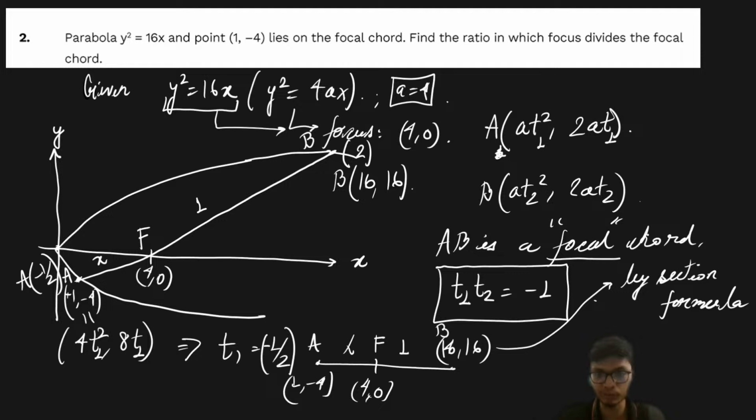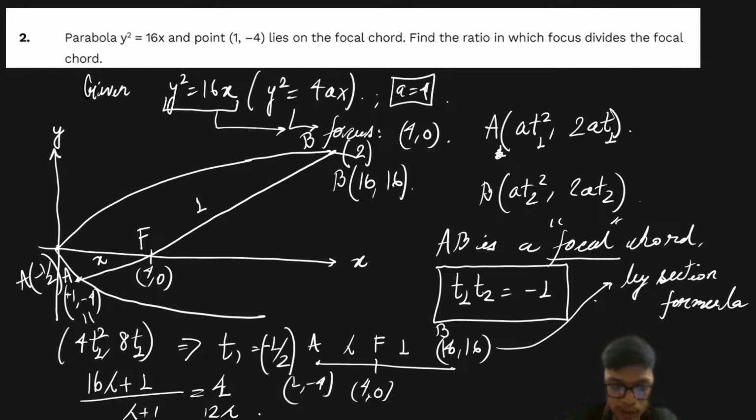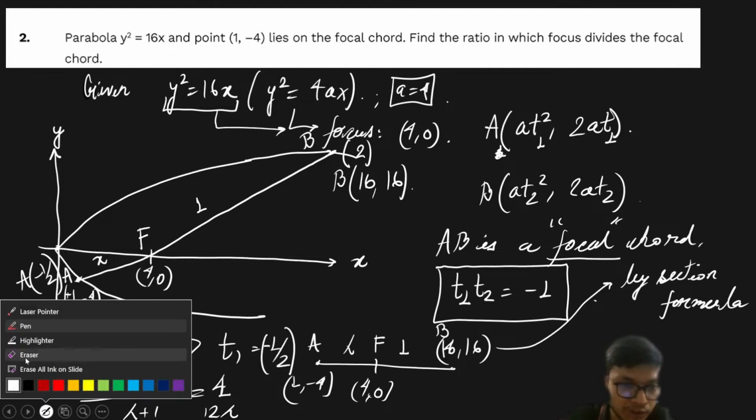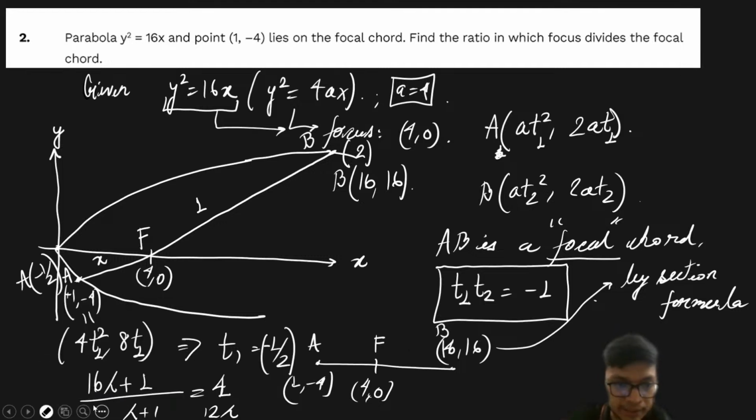So by using the section formula, let us first express the x coordinate. That is going to be (16 lambda + 1) divided by (lambda + 1) is equal to 4. If I try to solve this equation, let me check if I have made any mistake or not. Okay, for simplicity, let us assume this part is 1 and this part is lambda.